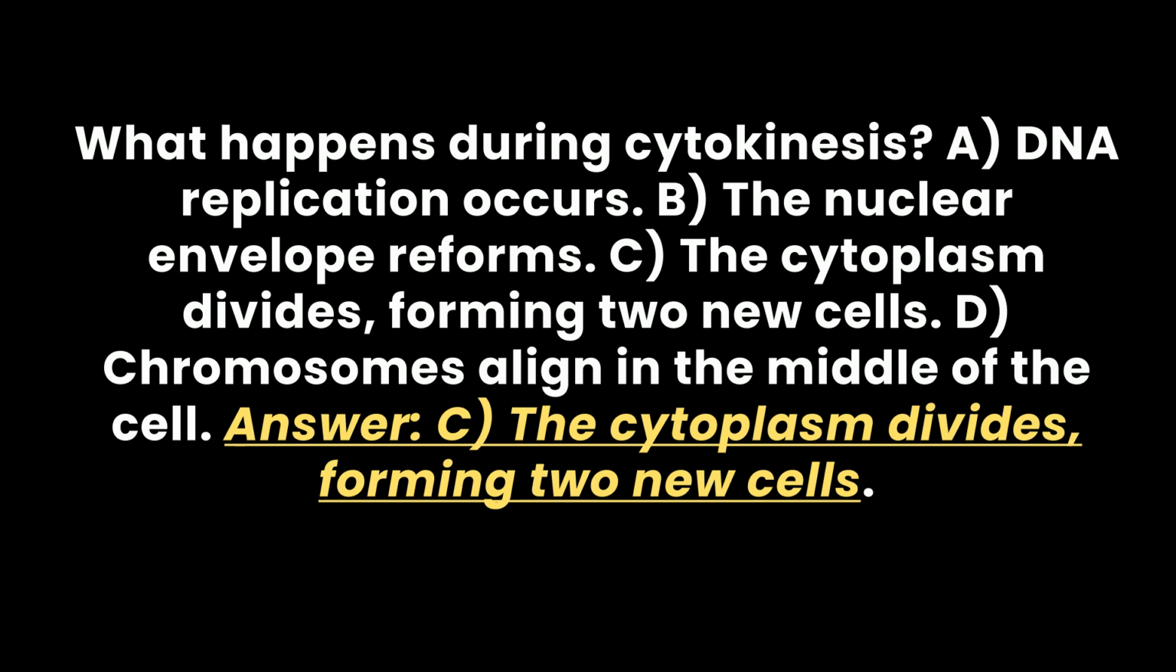What happens during cytokinesis? A. DNA replication occurs. B. The nuclear envelope reforms. C. The cytoplasm divides, forming two new cells. D. Chromosomes align in the middle of the cell. Answer: C. The cytoplasm divides, forming two new cells.